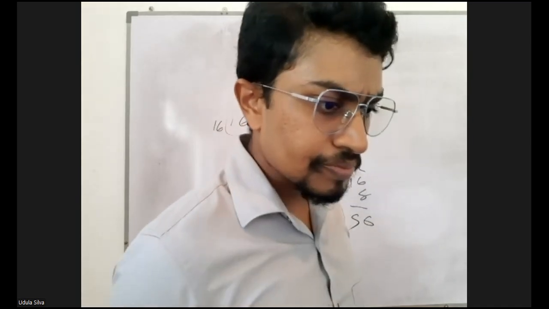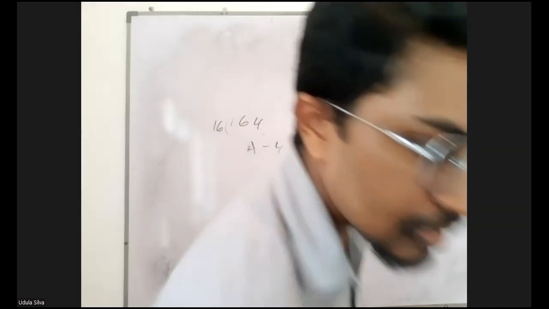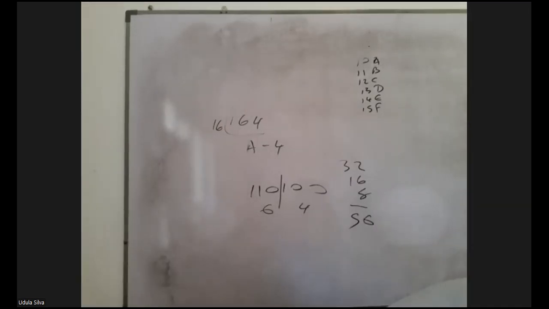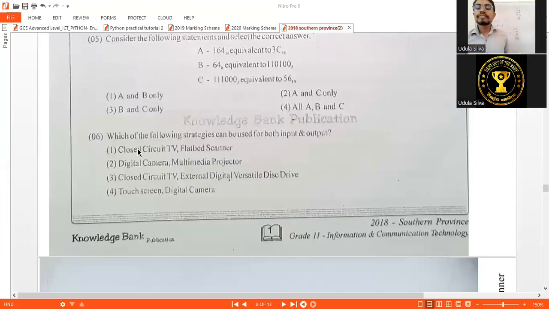Number 6. Which of the following strategies? Let me share the screen again. Question number 6. Which of the following devices can be used for both input and output? The touch screen and the digital camera. Touch screen is anyway input and output. Digital camera can be used to capture input and also to display output. So number 4.